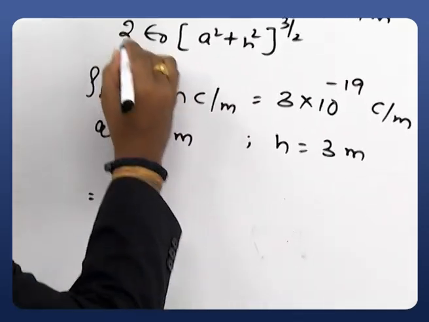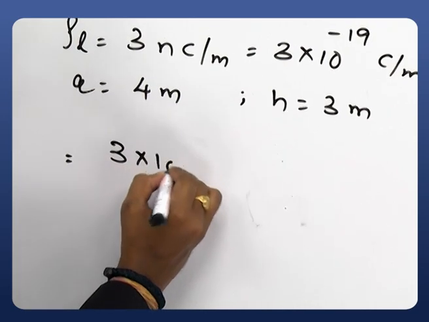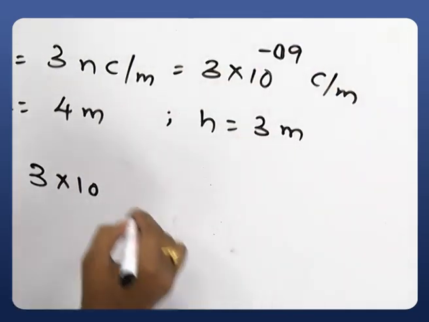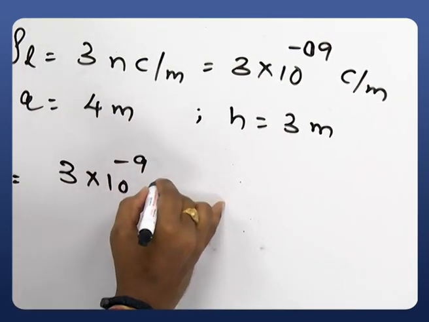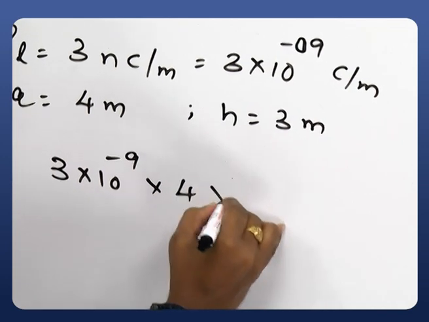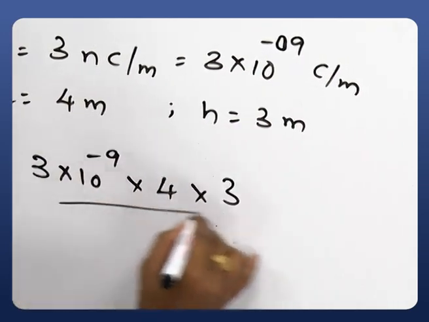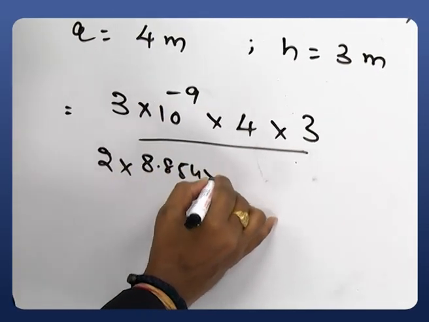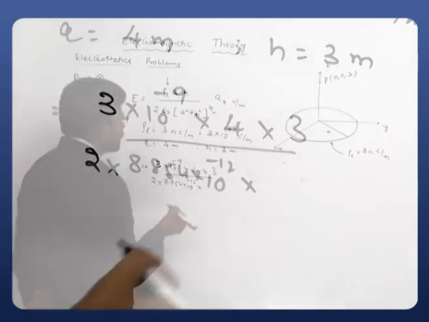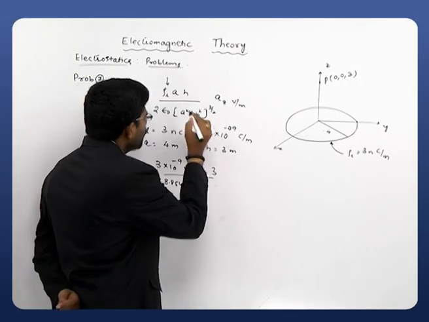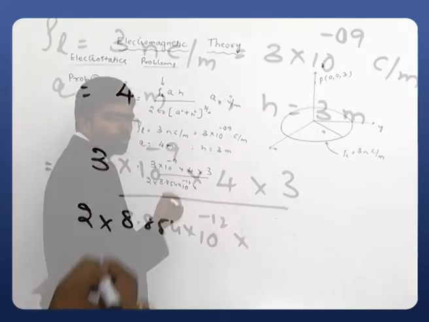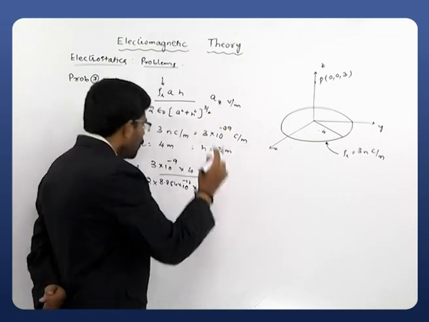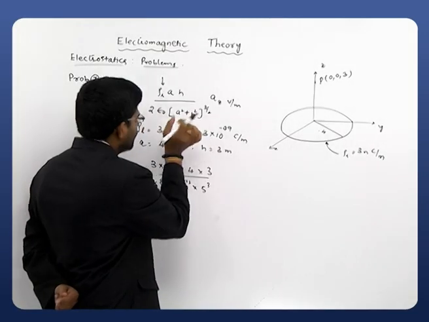Then the electric field intensity is equal to rho L, which is 3 into 10 power minus 9, since it is nanocoulomb, into a, where a is 4 meter and height is 3 meter, divided by 2 into epsilon naught, which is 8.854 into 10 power minus 12. That is the epsilon naught value. Then a square plus h square is 4 square plus 3 square, so 25, power 3 by 2. Square root of 25 is 5, so 5 cube is what we get instead of this entire term.